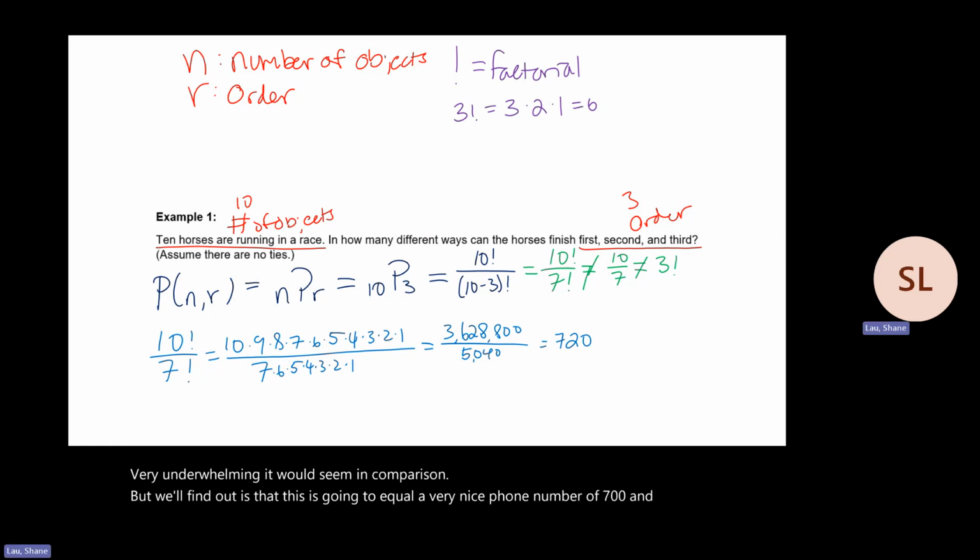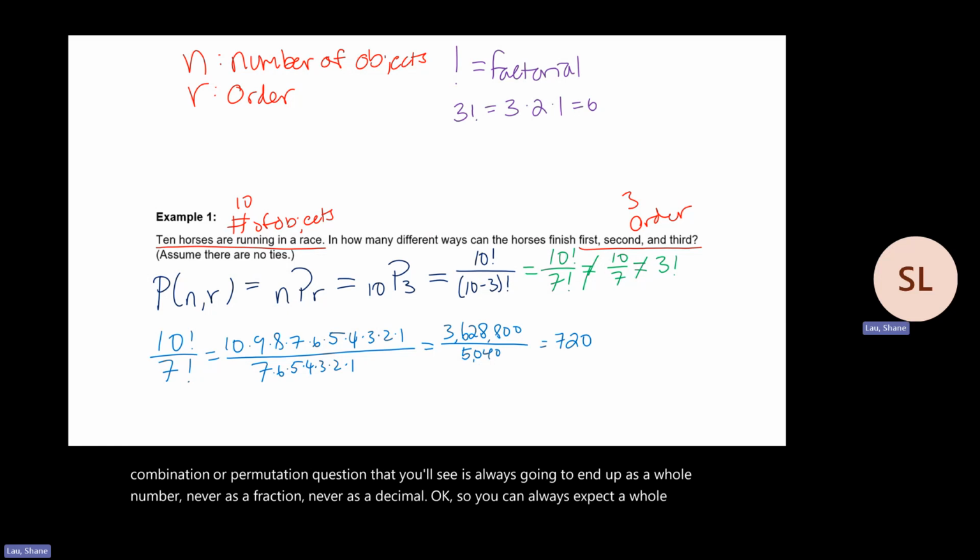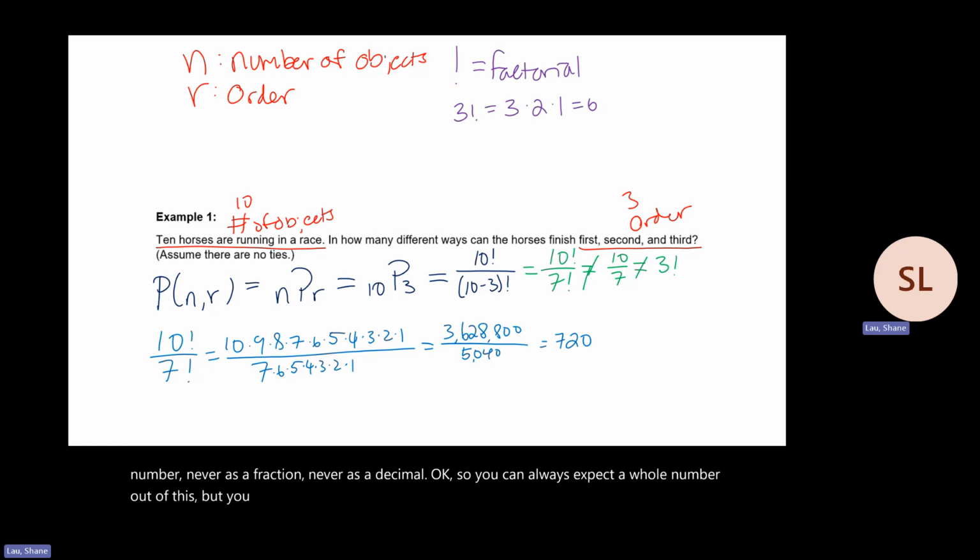And in fact, any combination or permutation question that you'll see is always going to end up as a whole number, never as a fraction, never as a decimal. Okay, so you can always expect a whole number out of this, but you cannot expect a decimal or a fraction out of this. And 720 is our answer.